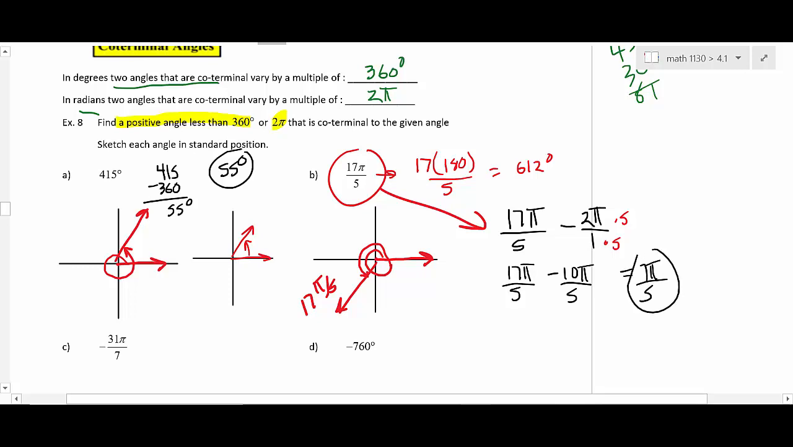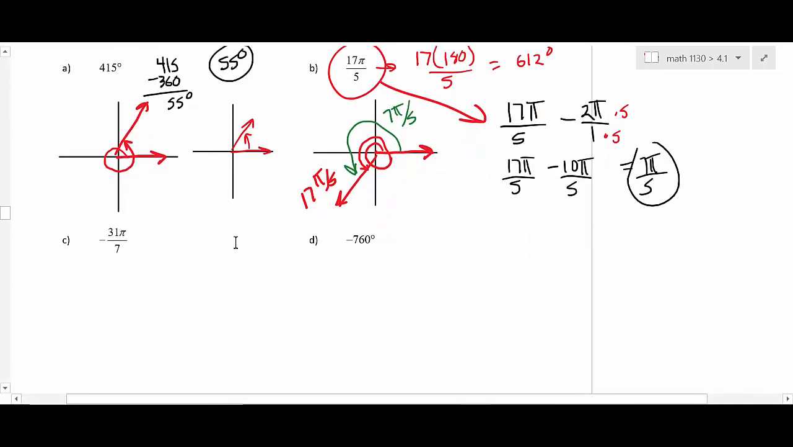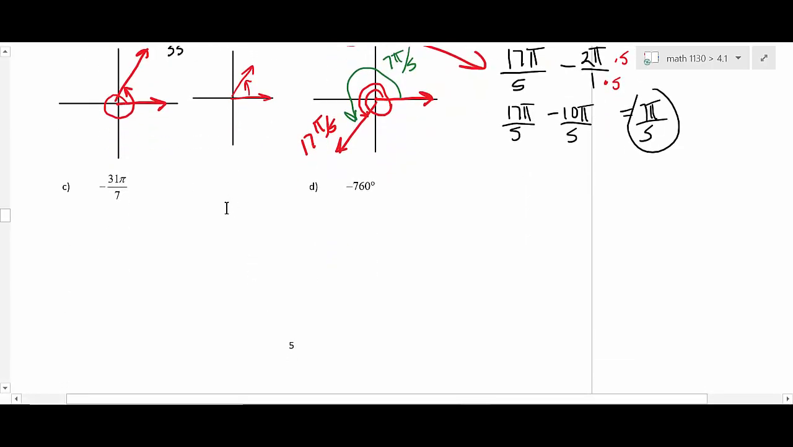And all that would end up being is you start here and you end there. That would be the 7 pi over 5 angle. Okay, does that make sense to you? Okay, right? Now the next ones I'm not going to draw pictures on. I'm just going to get angles on this.